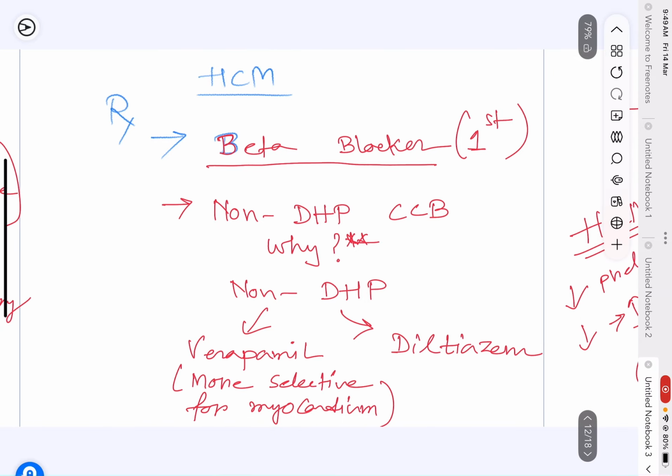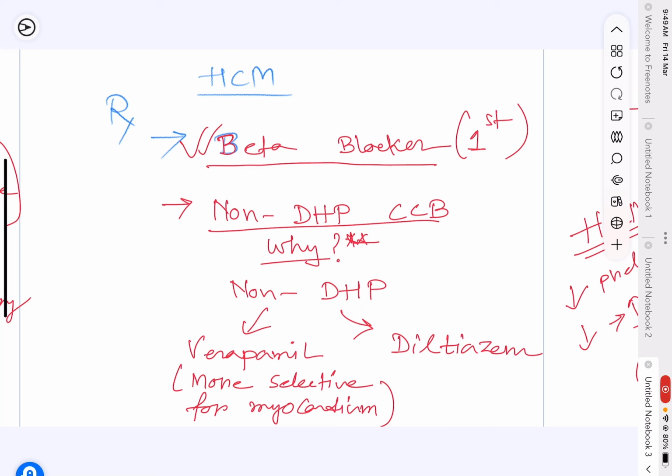So treatment of HCM: beta blocker. The type of beta blocker that we use is not important. But the first choice is beta blocker in HCM also. In hypertrophic cardiomyopathy, the first line drug is beta blocker. You remember what was the drug we were using in DCM? We were using beta blocker along with the RAS inhibitors. But here in HCM, we are not using RAS inhibitors. We are using beta blocker, and we are using non-DHP calcium channel blockers. Why non-DHP? Why non-dihydropyridine calcium channel blockers?